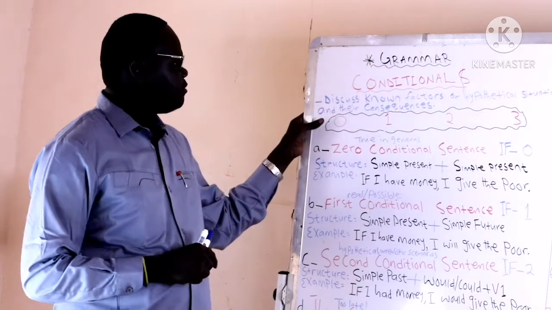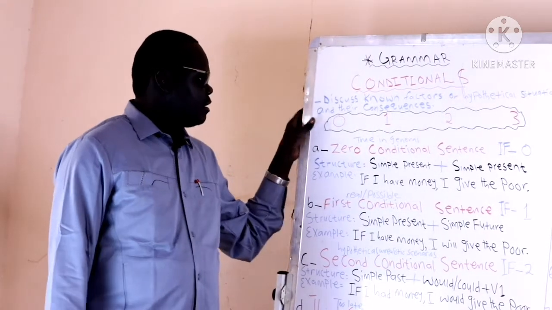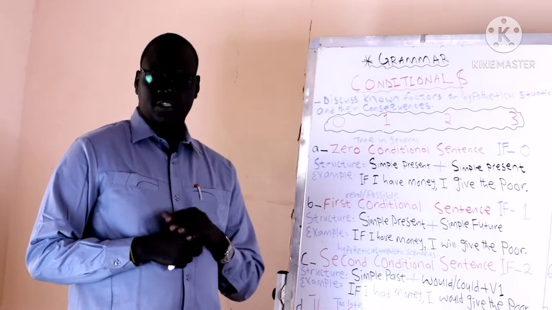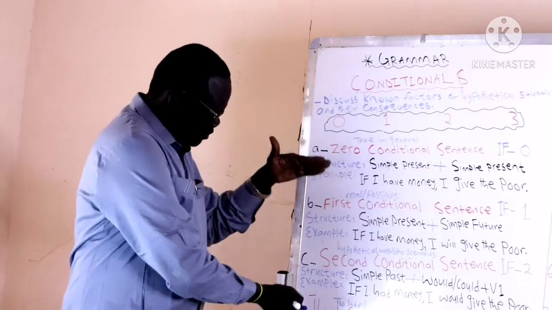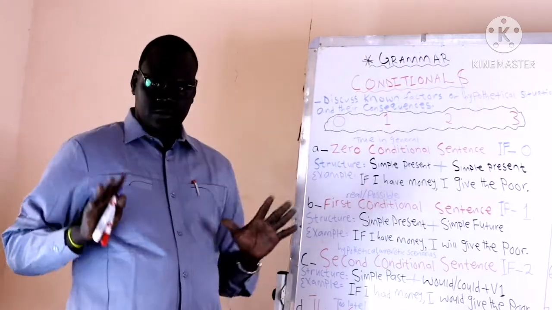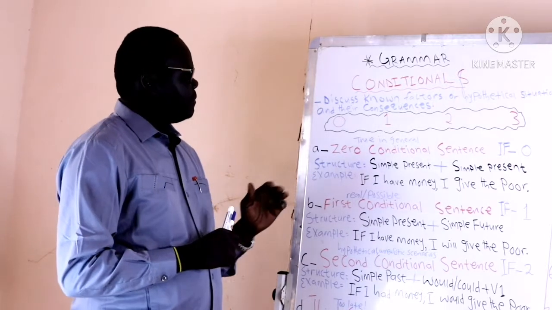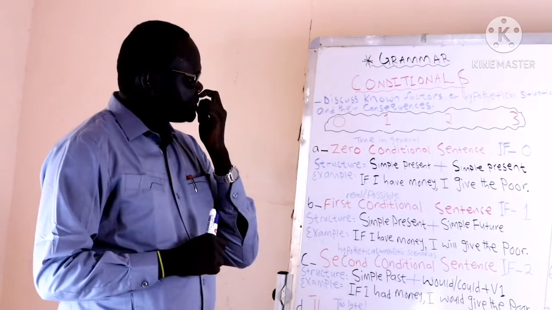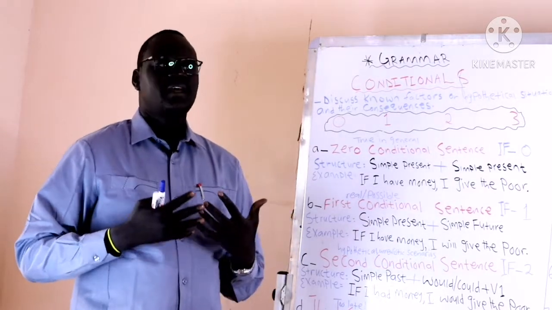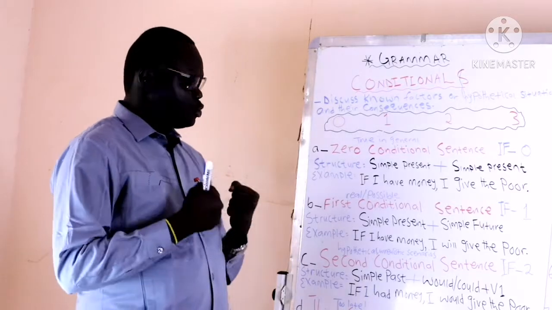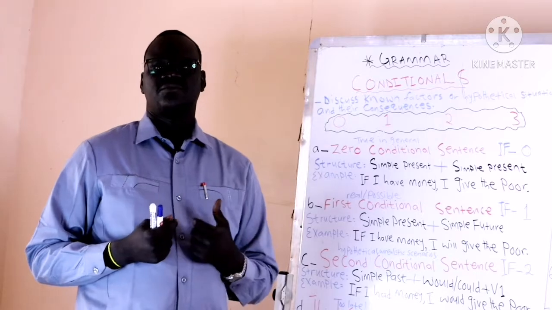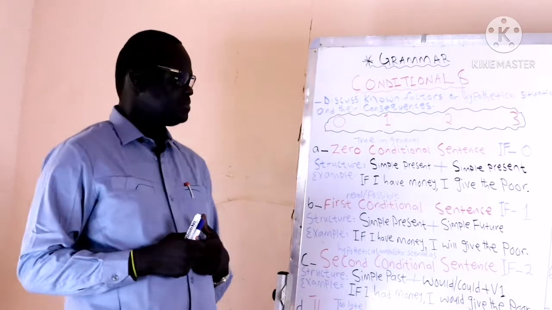Well, let us start with the first one. This is called zero conditional sentence or if zero. It does not come in your examination. Your exam only focuses on these three, but you should know it because it is good to know something in general. Zero conditional sentences are the type of sentences that express true things or things which are true in general. That is the definition of the zero conditional sentence.